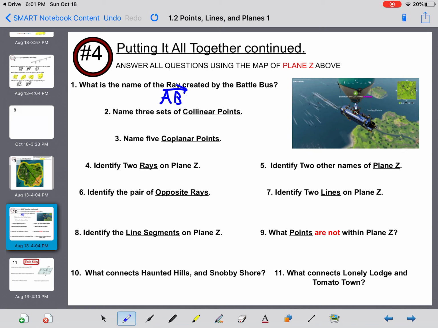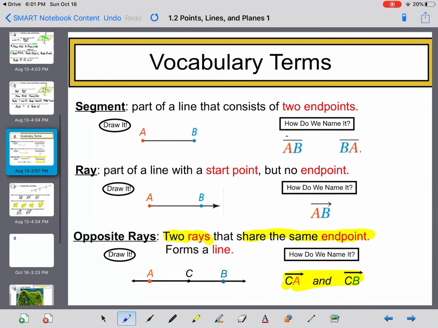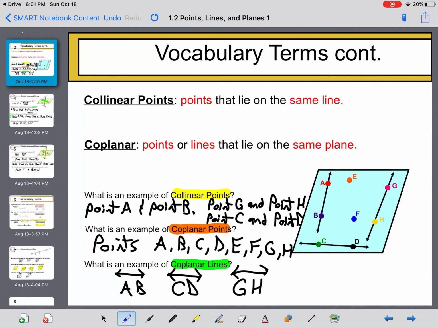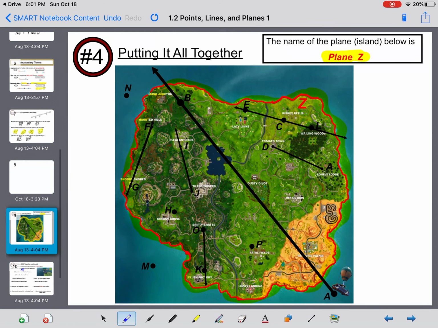Remember, an arrow only on one side. Name 3 sets of collinear points. Collinear points, feel free to go back to your definition, are points that lie on the same line. So, I see several examples of lines.